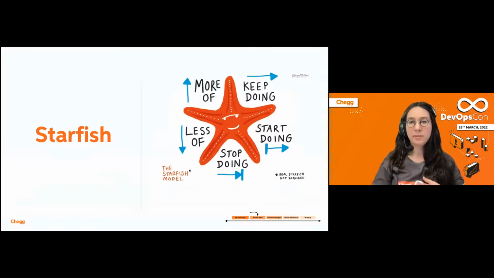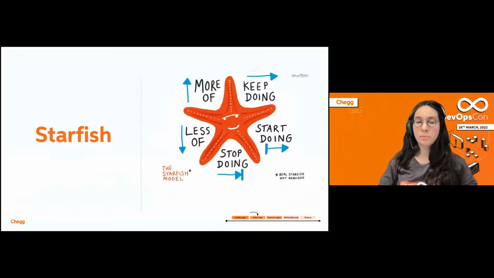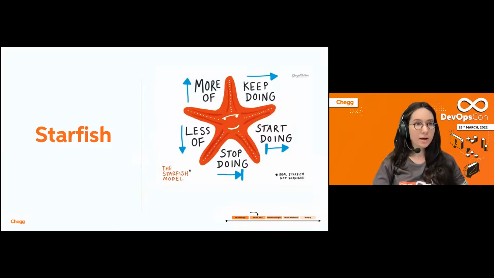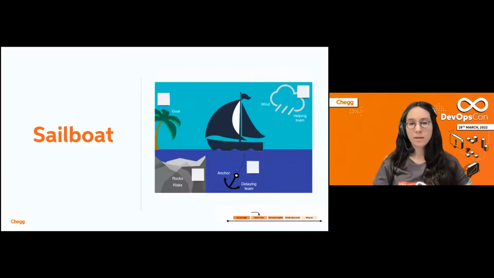Another great template is the Starfish. While the traditional retrospective is more binary, the good and the bad, this type of retro provides more details and enables the team to be more specific and focus on actions.